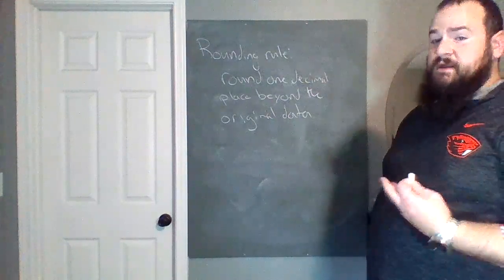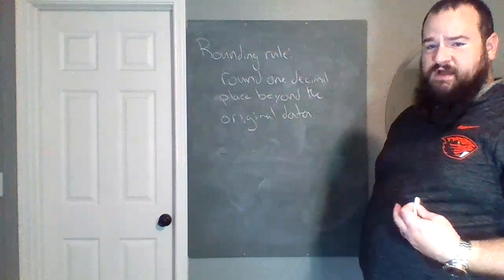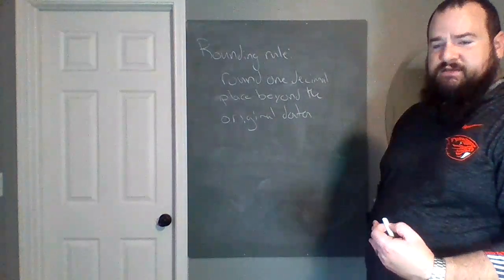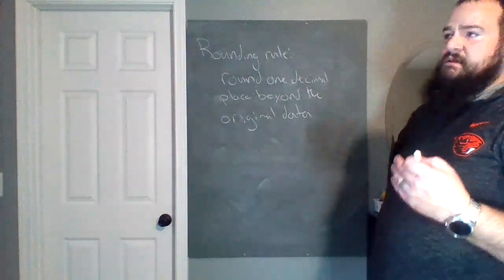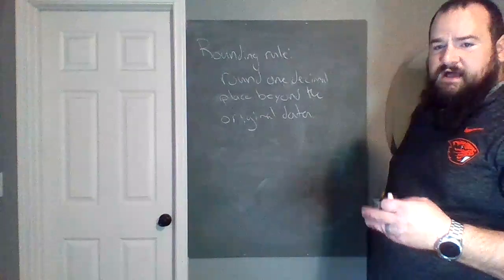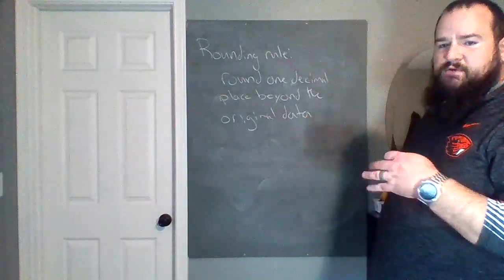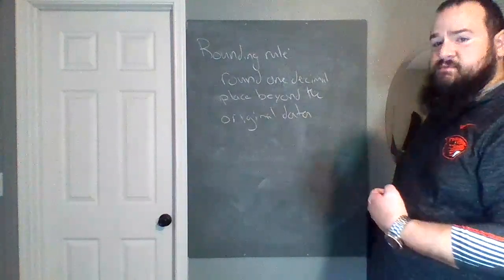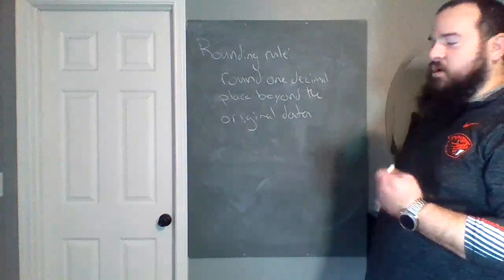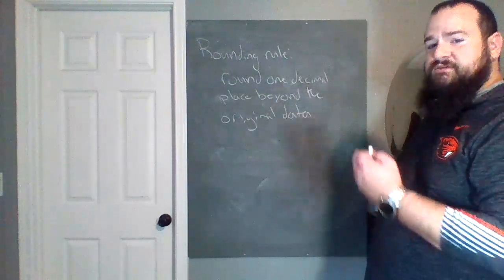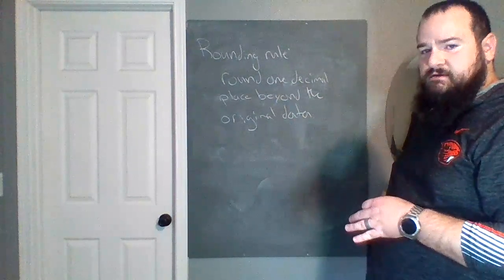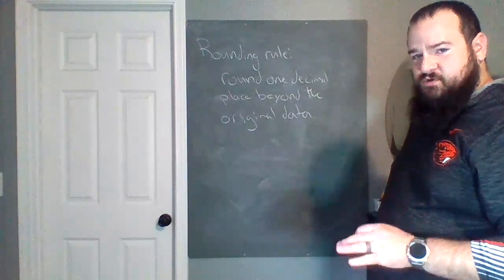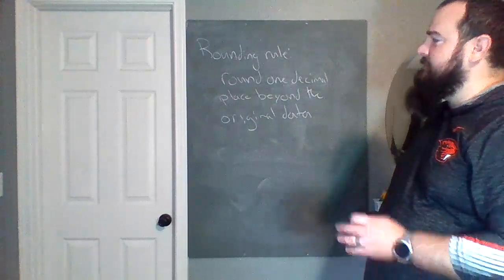Okay, which means if my original data is 1, 2, 3, 4, 5, I want to round to 1 decimal place. But if my original data is, say, something like 1.5, 9, 9.8, 9.7, we're going to round to 2 decimal places. Okay, so we always round 1 decimal place beyond the original data unless specifically told to do otherwise. Okay, very important.